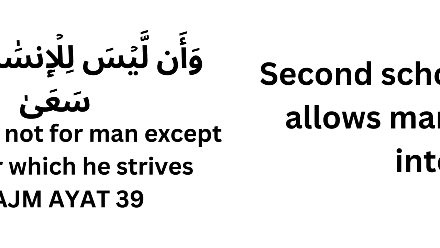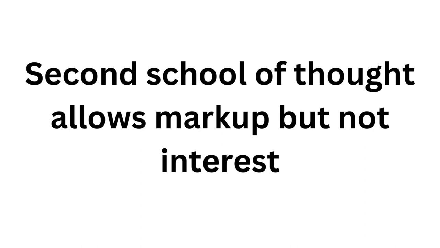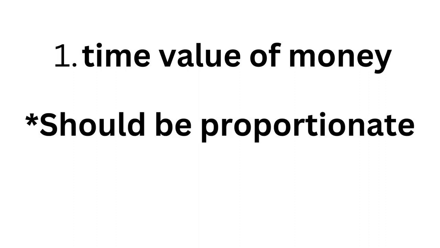Now coming towards the second school of thought, they believe markup is allowed but interest is not. They normally consider two points to allow markup. The first one is the time value of money. That is, if the price of an item is $100 today and the seller gets $100 after a year in installments, then after a year that $100 will not be worth the same because of inflation. Thus the seller will be at the losing end. So it should be his right to compensate for the time value of money, but it should be proportionate.